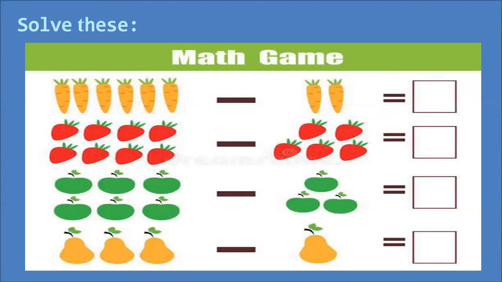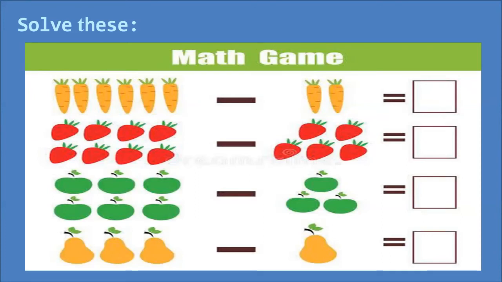Okay, dear students, now I have put some examples and you have to solve it by yourself. Hope you do it well. Let me explain. Here are some carrots. Let's count how many carrots are there. 1, 2, 3, 4, 5, 6. There are 6 carrots. If I eat 2 carrots, then how many carrots are left over? Yes, tell me. Yes, there are 4 carrots left over.